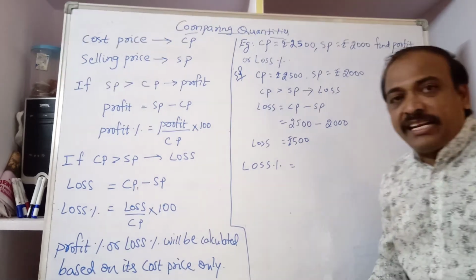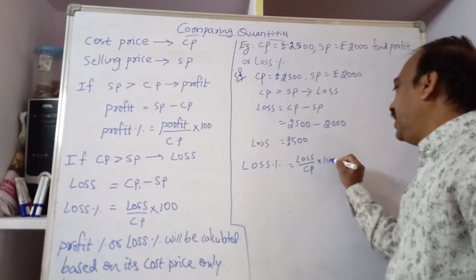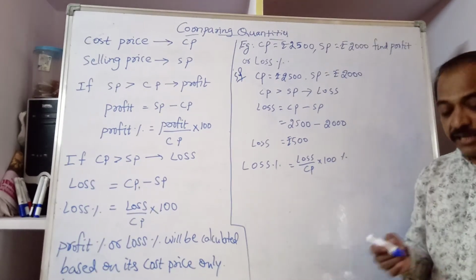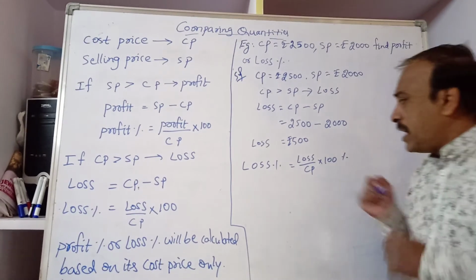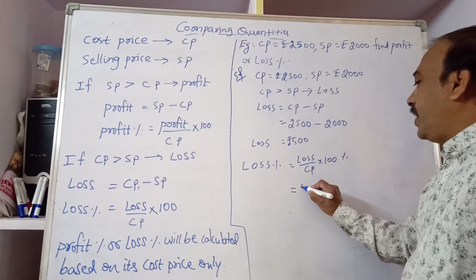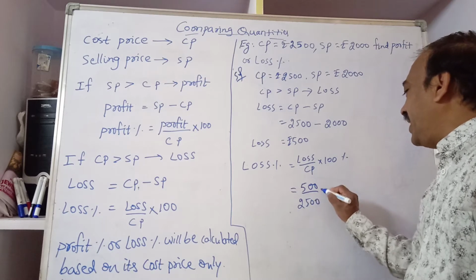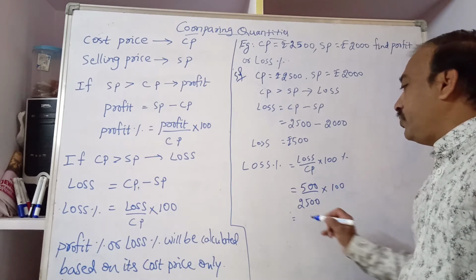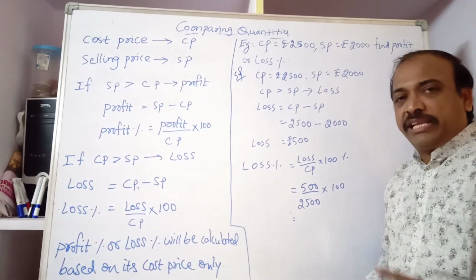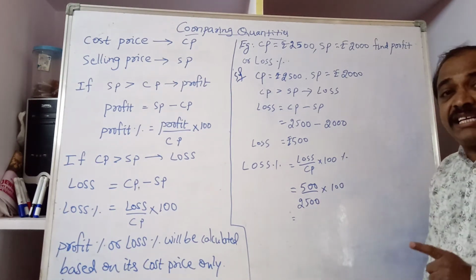How to calculate the loss percent? Loss by CP into 100%. So in this, loss by CP into 100. Loss is how much? 500 by CP. What is the cost price? 2500 into 100. Either the profit percent or the loss percent, we need to calculate only on its cost price.